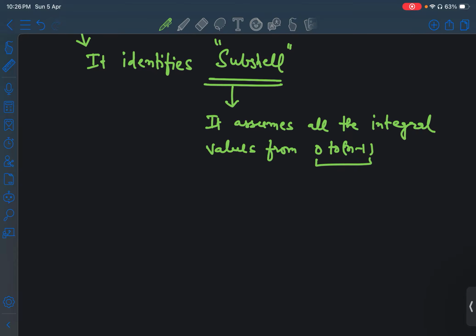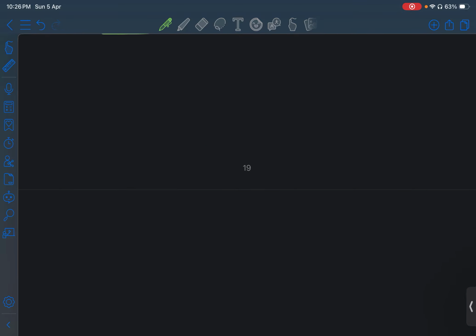For example, let's say we have n equal to 3. What would be the value of l? l is equal to 0 to 3 minus 1, meaning 2. So we have these three values: 0, 1, and 2. Is it clear? Now, if we have these values of l equal to 0, 1, 2, 3, and so on, what would be the designation of the subshell?